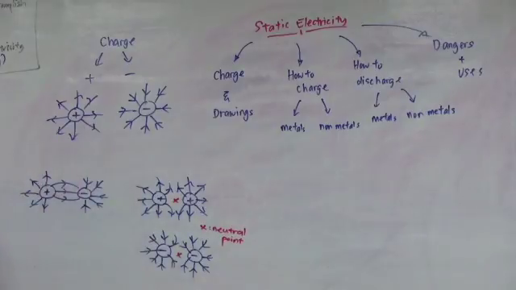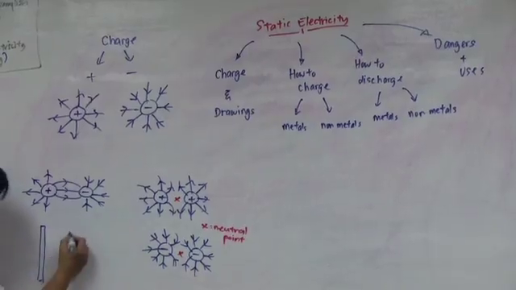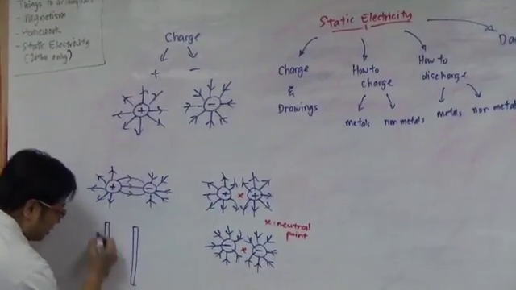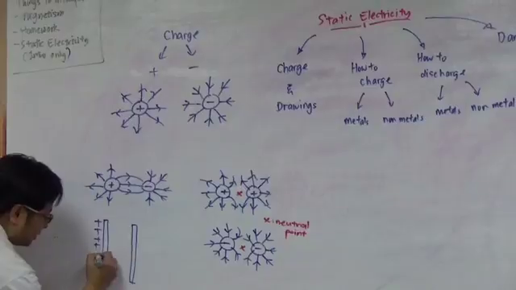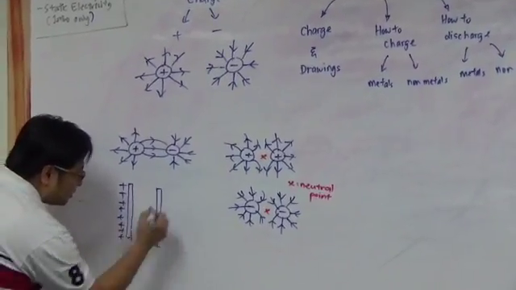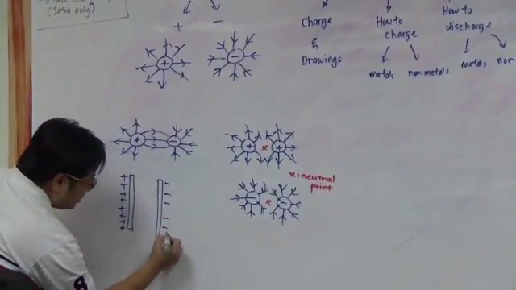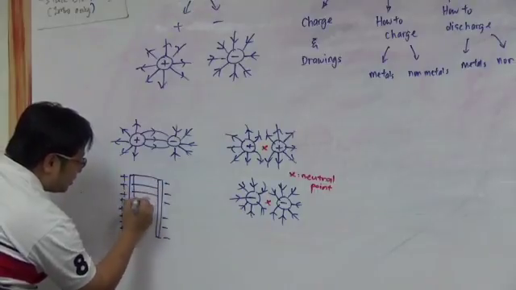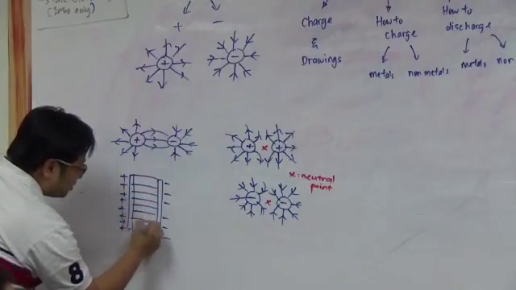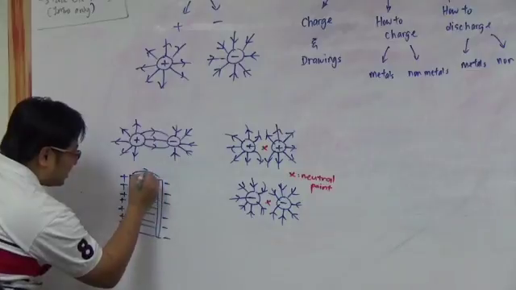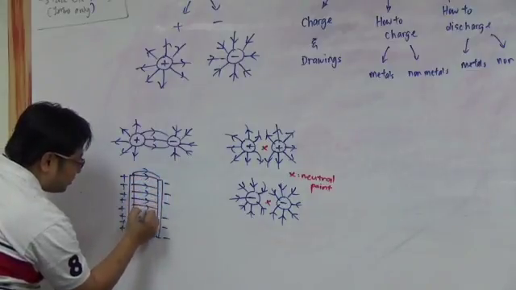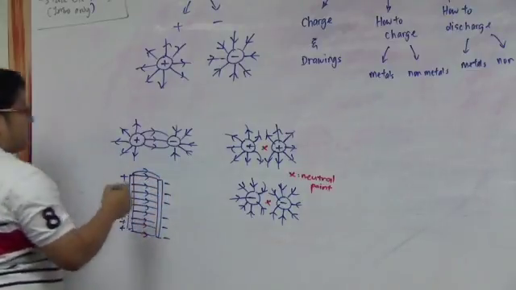Neutral point. Wait, oh, it's the same thing as a magnet. Yeah, it is. What happens if you have a parallel plate? Let's say this is a plus and this is a minus. Okay, wait. This is going to take a while. And these are the electric field lines, and it looks very similar, right?